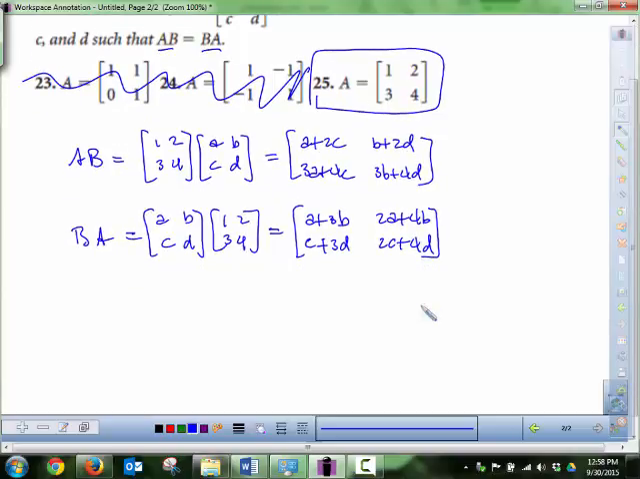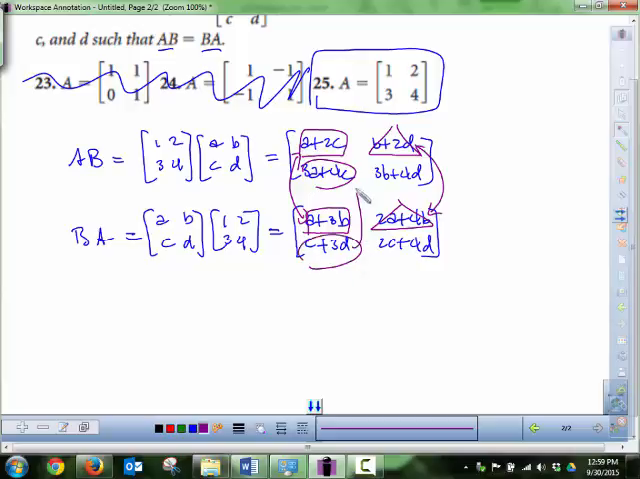All right. Now we got a big mess here, but let's see what we can do. If AB were to equal BA, then we better have the first components equal to each other, and the second components equal to each other. And I'm calling them components, but you know, the third. Now it's confusing.